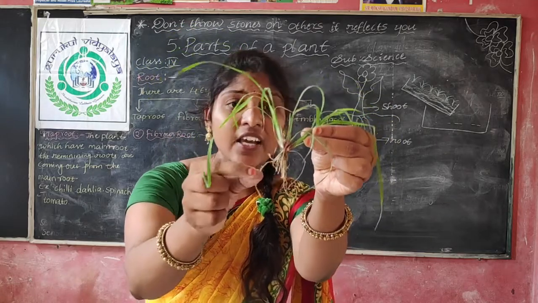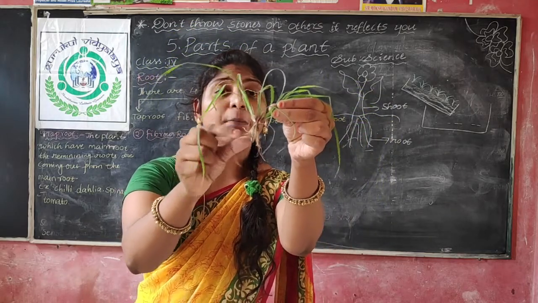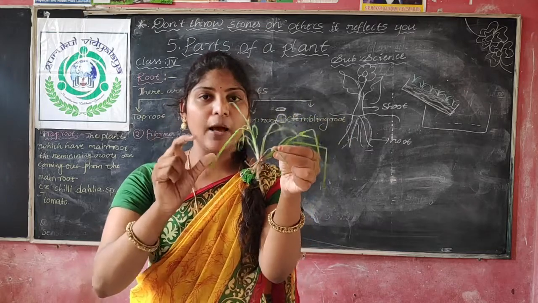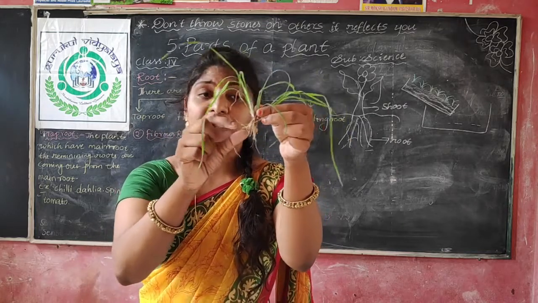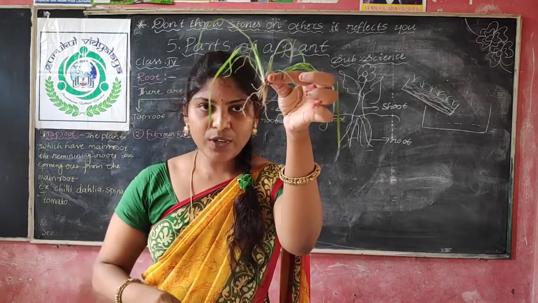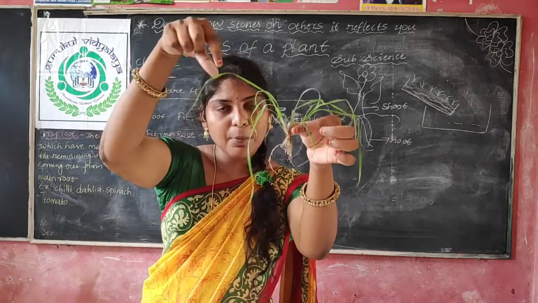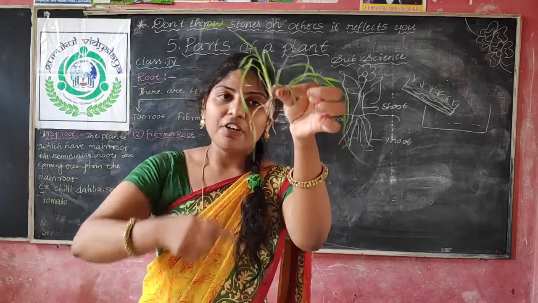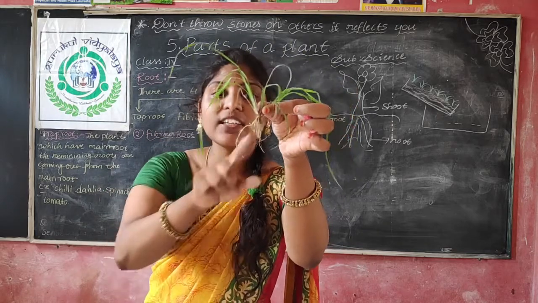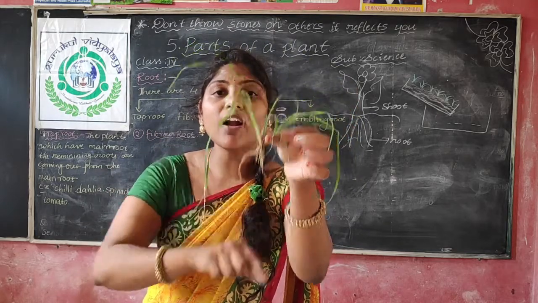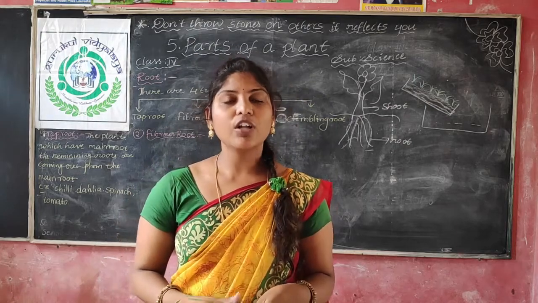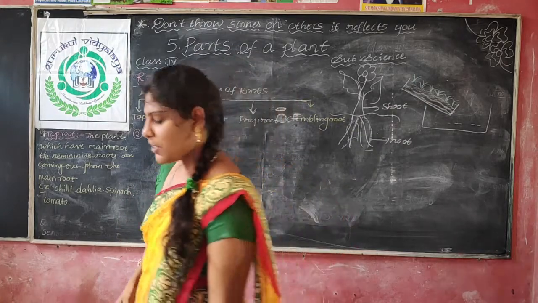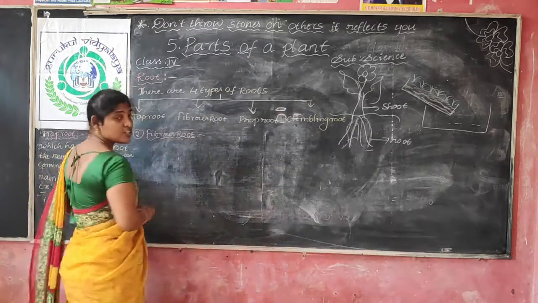Here you can see these roots are like fiber, a clump of fiber-like roots we have. Yes, a clump. Clump means a bunch of fiber. Fiber means thread-like roots we have. This type of roots we call fibrous root. What do we call this type of roots, ma? Fibrous roots. What is a fibrous root, ma?